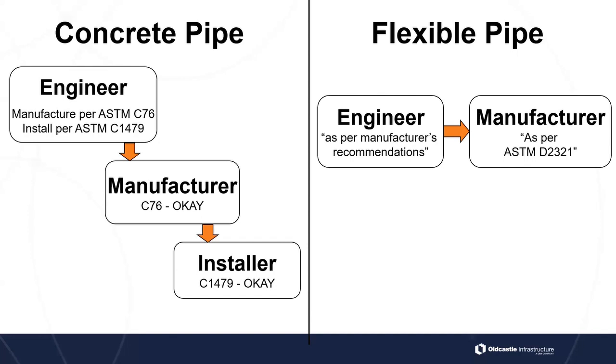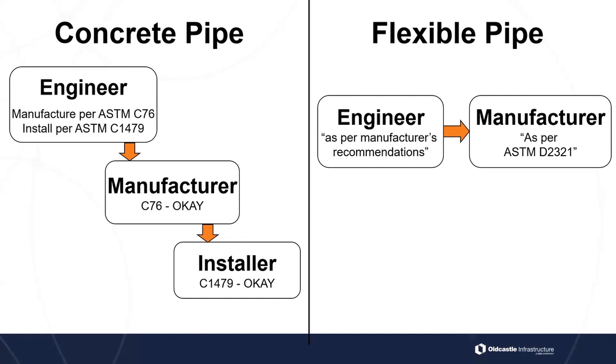But when we look at what the manufacturer's recommendations are, as we have with the Section 2 drainage handbook, it often says manufactured or installed as per ASTM D2321. So the manufacturer is telling us to install it as per ASTM D2321. So you as the design engineer say, that's fine. We still have the onus of responsibility on the installer to install it per ASTM D2321.